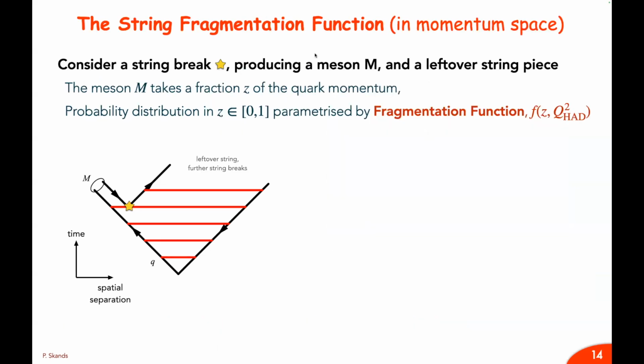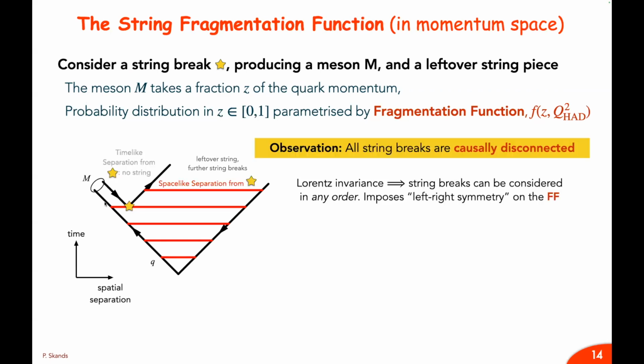So now we turn to the string fragmentation function. How do we actually parameterize string breaks? So if we consider that the string breaks in this point here, where I've put the little yellow star, it produces then a meson, is what we're saying here, that break results in a meson over here, and then some leftover string that can fragment further. Just randomly, let's say that that's what happens. Then we can talk about how much energy, light cone momentum, does this meson take, and we can parameterize that by a probability distribution. I already mentioned fragmentation functions. This is a particular instance of a fragmentation function in the context of string fragmentation.